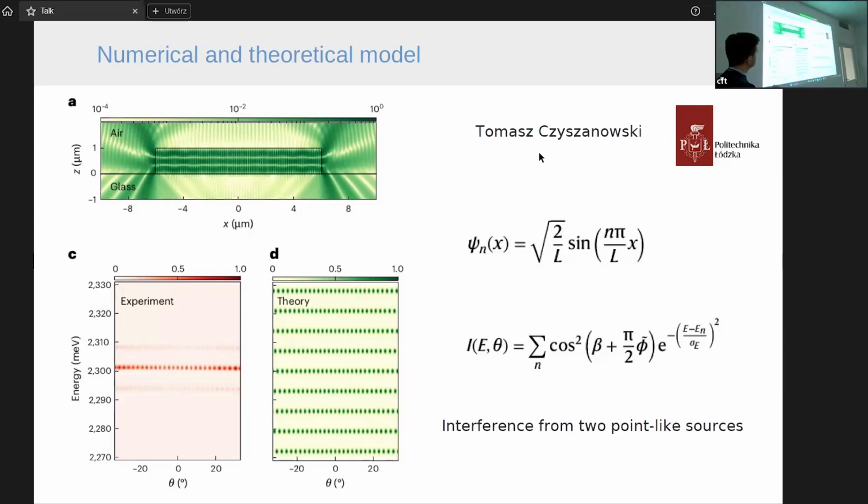Actually, when you observe the far field emission from this system, we can see the dependence on the angle, and we see a clear interference pattern, which looks like interference between two sources. In this image, you can see the explanation of this phenomenon. The emission comes only from the edges, whereas the main part of the waveguide is practically not emitting. So we can model this pattern using a simple interference from two point-like sources, and this agrees very well with such a simple model.